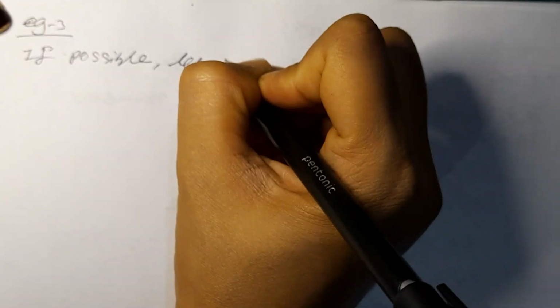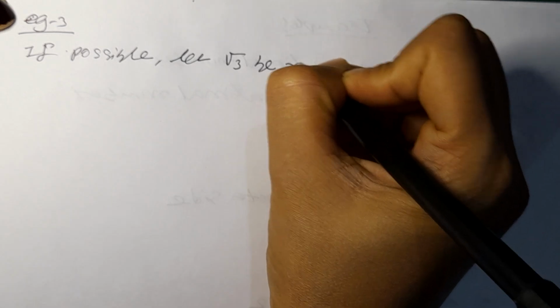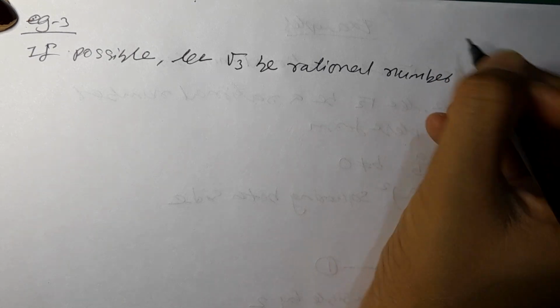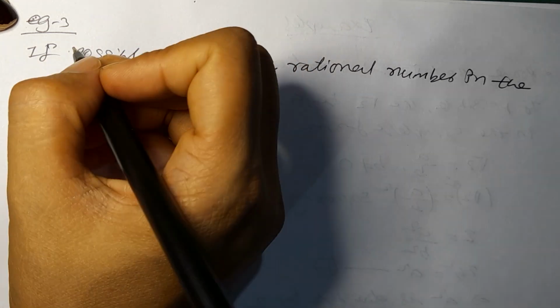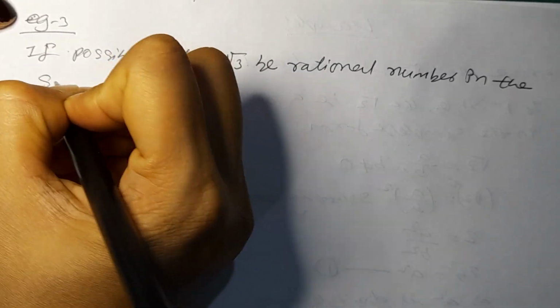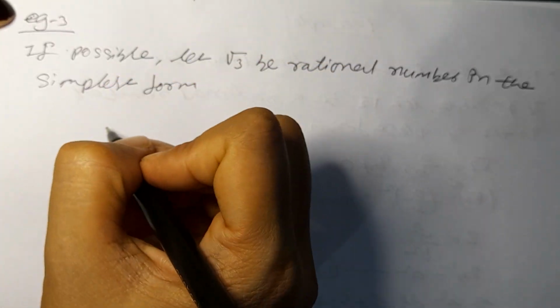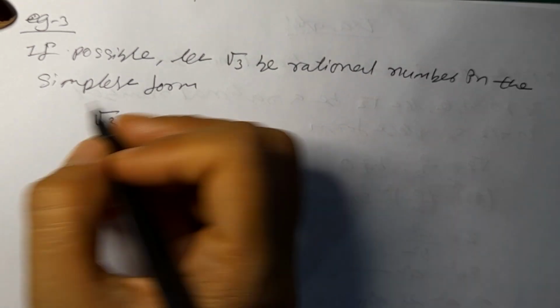Same, consider it. If possible, let root 3 be a rational number in the simplest form. That is root 3 is equal to a divided by b, b does not equal 0. Now squaring both sides.